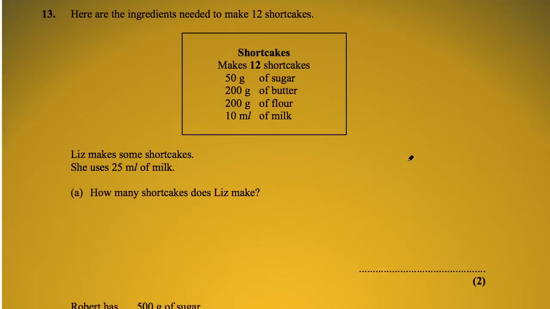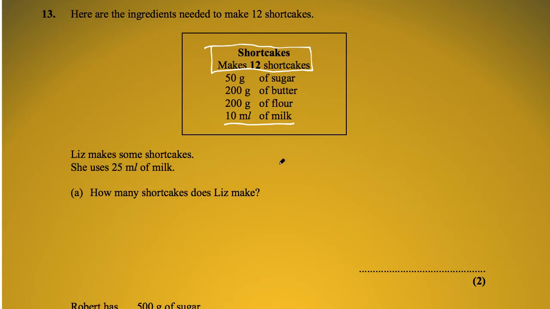Okay, question 13. Here are the ingredients needed to make 12 shortcakes. And it makes it very clear this makes 12 shortcakes. It says it twice. Liz makes some shortcakes. She uses 25 milliliters of milk. How many shortcakes does Liz make? Well, we can see here that to make 12 shortcakes would be 10 milliliters of milk. So we have to think, how many times has she done this?